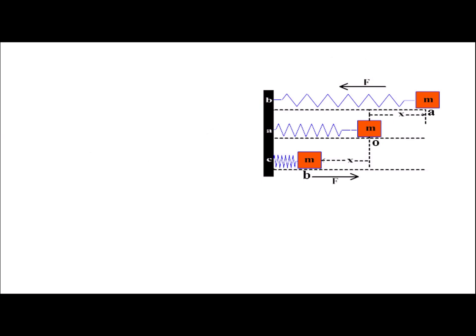Let me take a simple example. Let's consider a mass m which is attached to a spring and placed on a frictionless table. The table is frictionless because we want a conservative force, where other forces are not acting. So consider a mass attached to a spring on a frictionless table, oscillating back and forth according to Hooke's law.